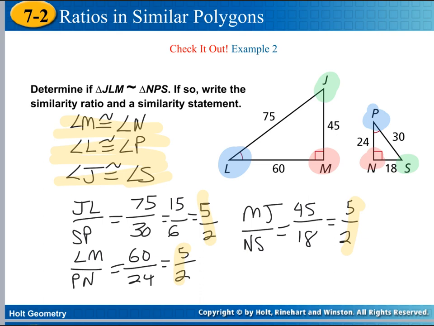So we can write the similarity statement. So again, the similarity statement, we just have to be in the correct order. It doesn't matter which order we start naming it. So I'm going to say triangle, and let's do green, blue, red. So I'm going to say triangle JLM, and I'm going to use the single squiggle for similar. And so I did green, blue, red. I have to go green, blue, red from the small one. So I'm going to do SNP. Similar to triangle SNP.